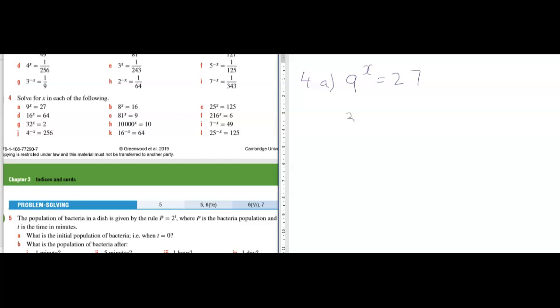So let's rewrite 9 as 3 squared, and then we'll just pop that x there. And then 27 is 3 to the power of 3. Now, think back to your index laws: when you've got a power inside and a power outside, it's just 3 to the power of 2x. And then we've got 3 to the power of 3. So now I've got the same bases, so I'm going to let my powers equal each other. So x is equal to 3 over 2.